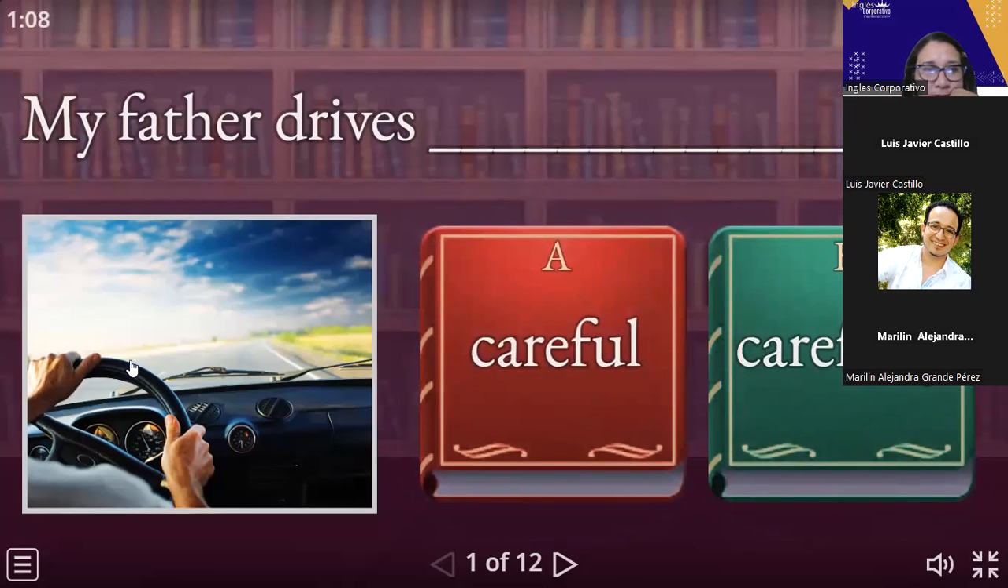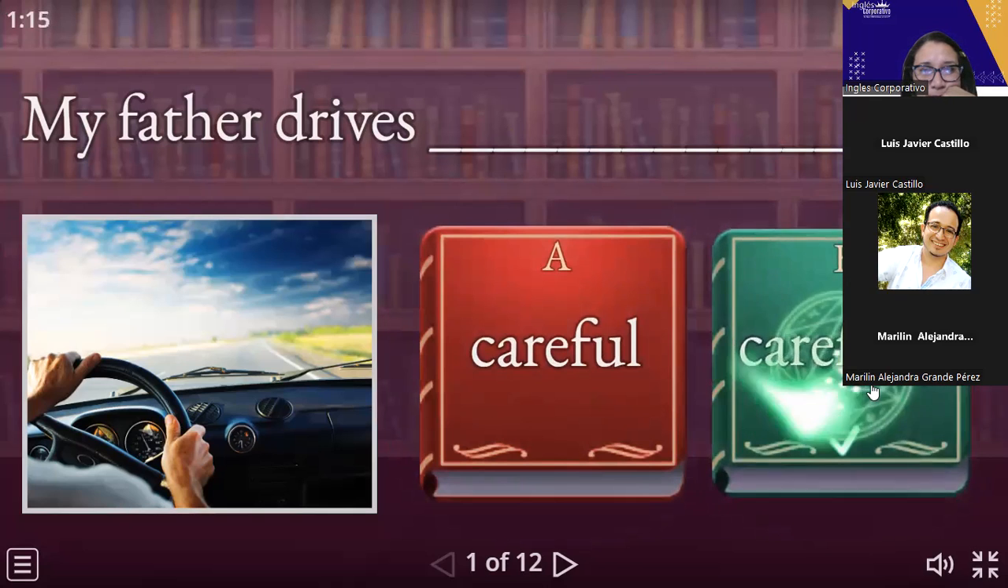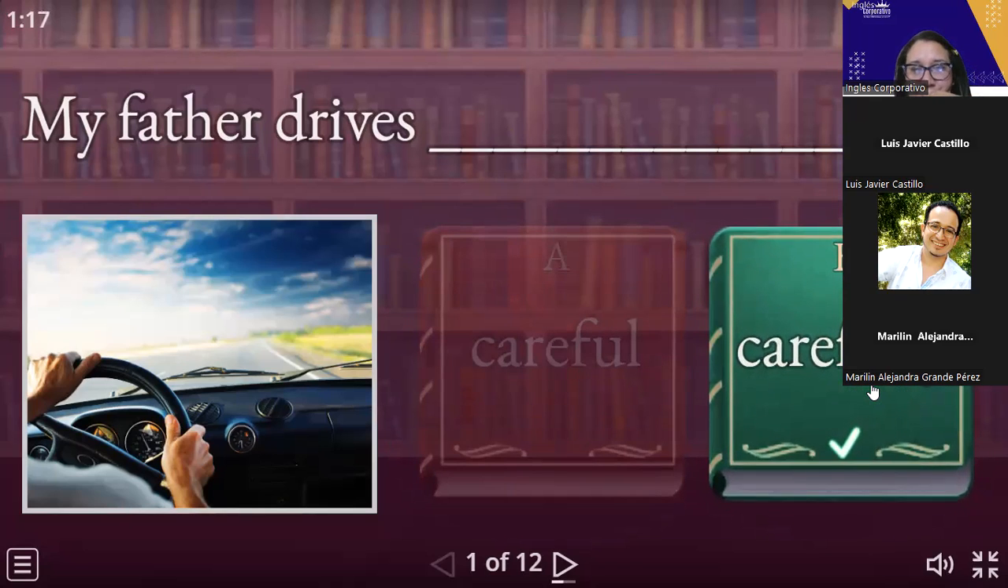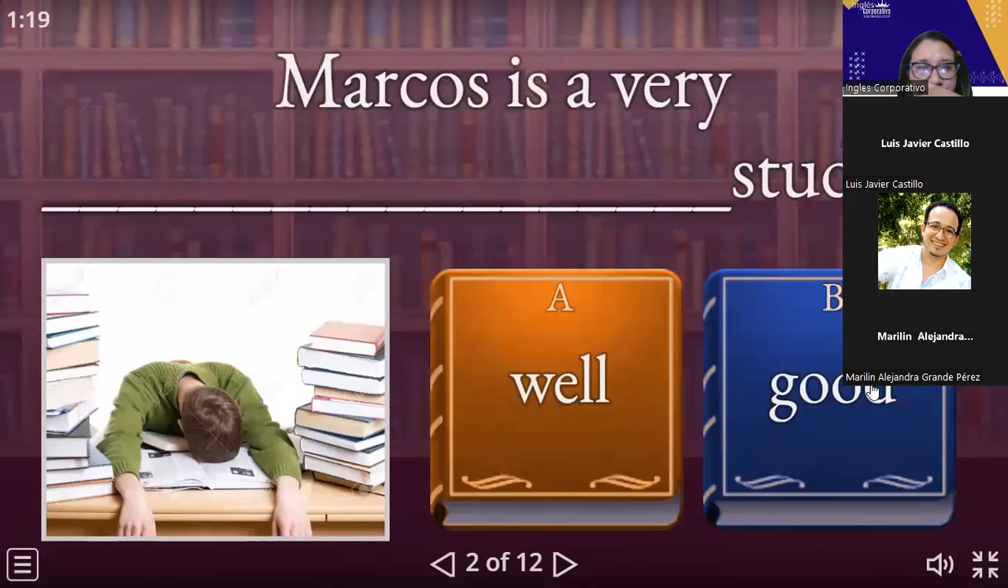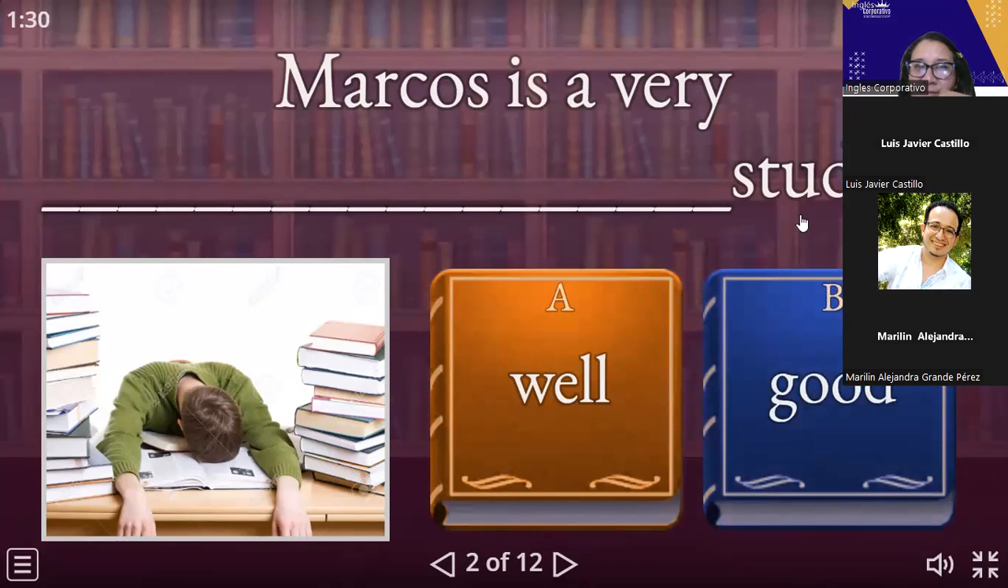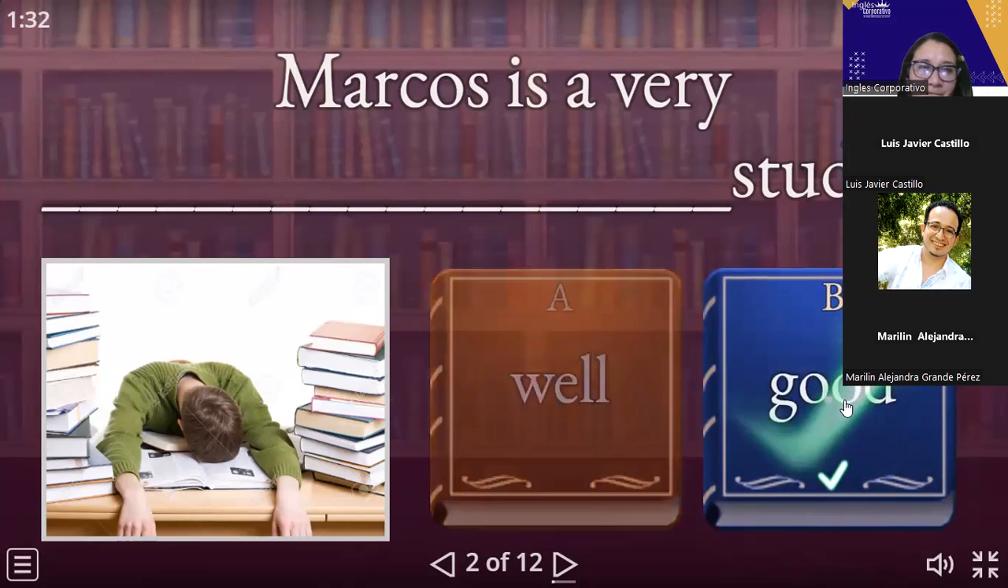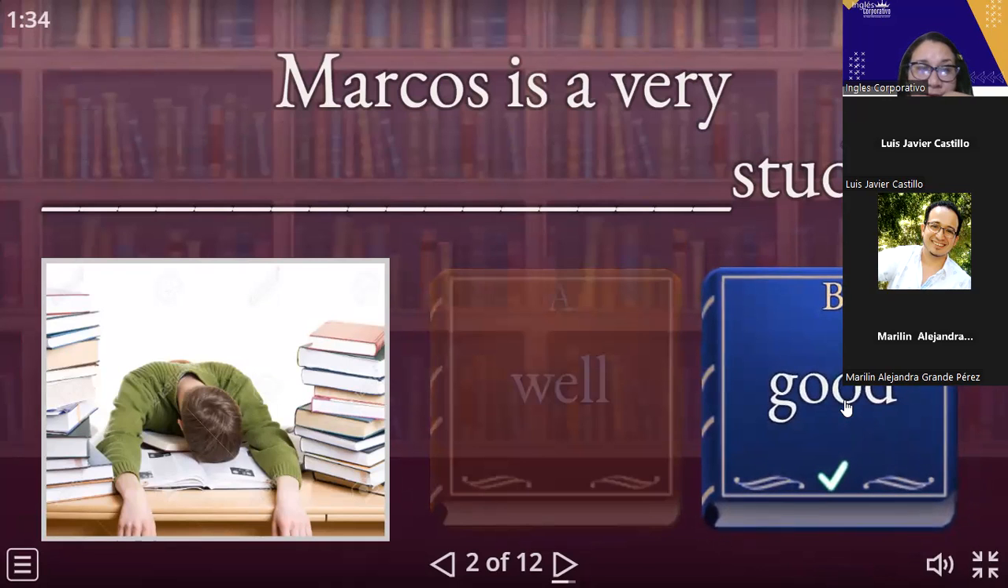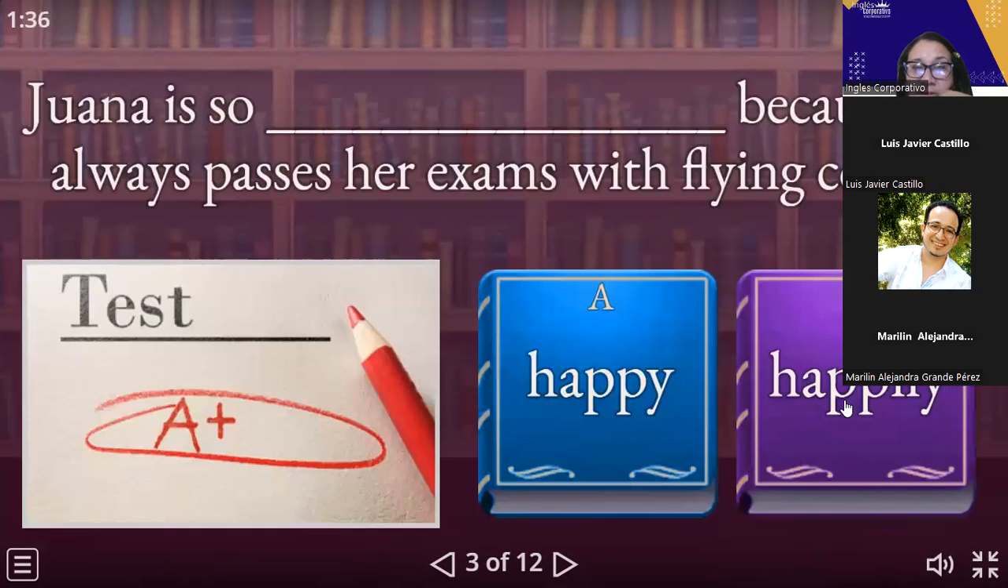Which is the correct adverb? Carefully. Yes. Marcos is a very good student, because it's not describing an action, it's describing a person, right? He's a very good student. So if we're describing a person, describing something, then we need an adjective, not an adverb.